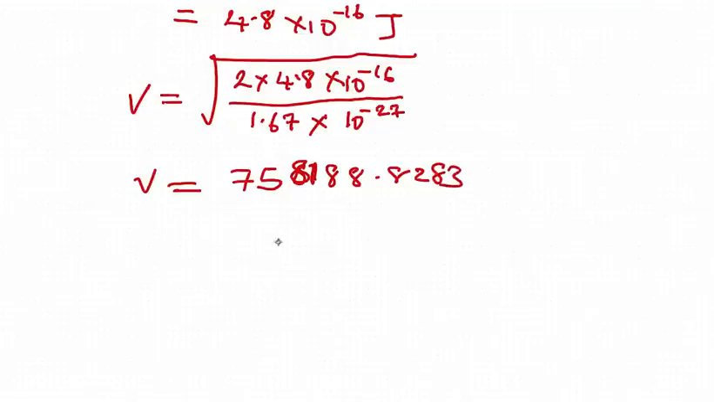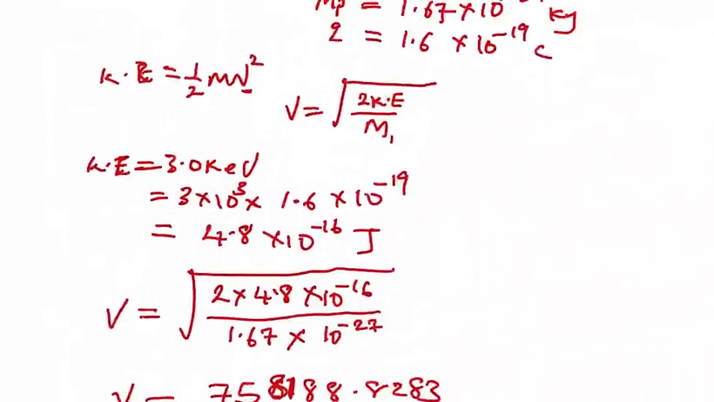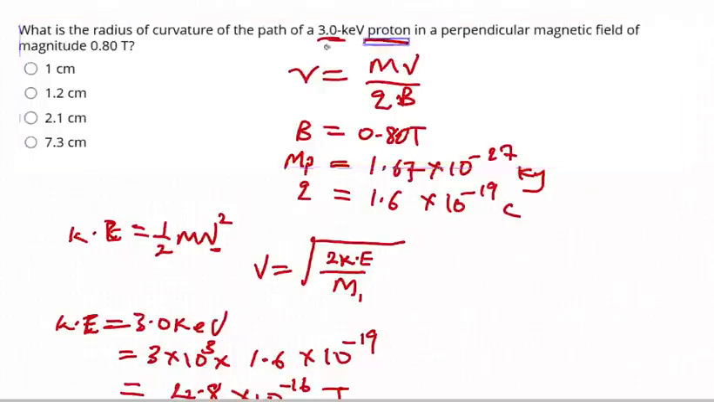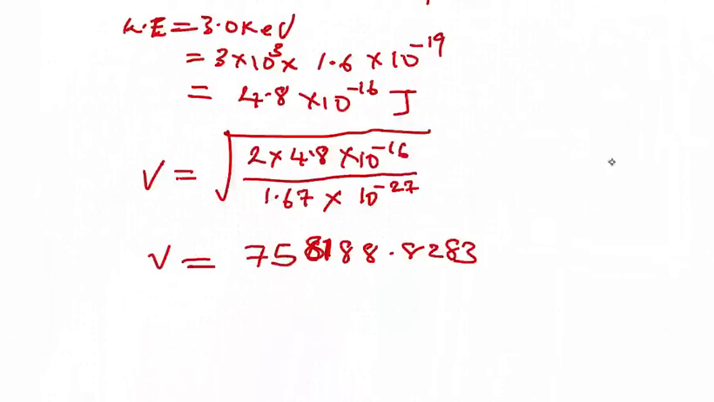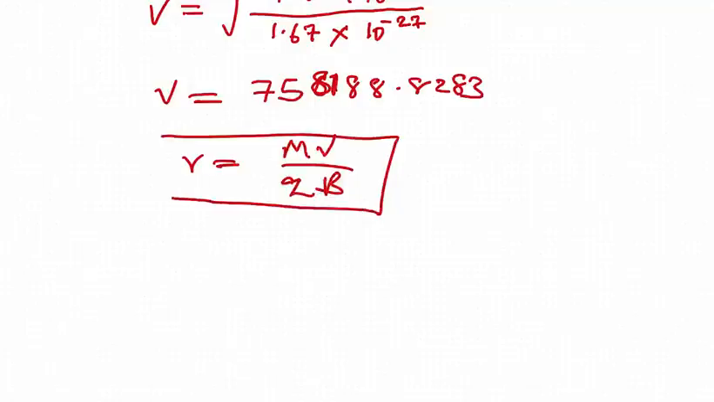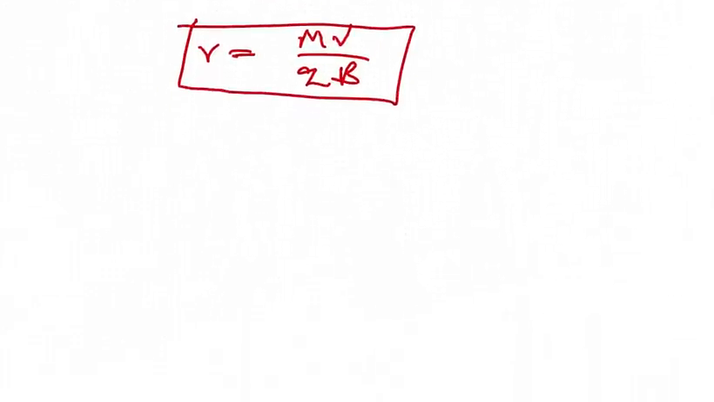So this is the speed, and we already have the formula for the radius of curvature to be this. So at this point we have R equal to mv divided by qB, and we're given the magnetic field to be 0.8. So at this point we can find our R, which is the radius of the curvature.